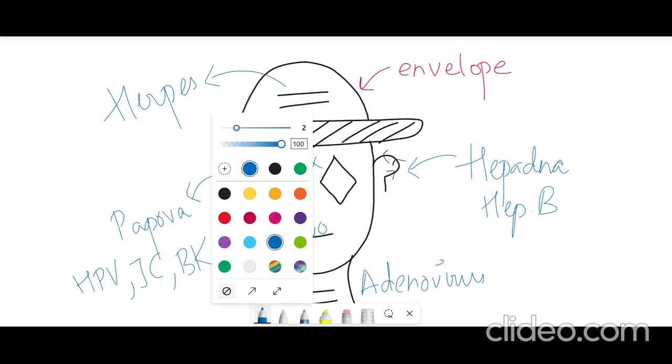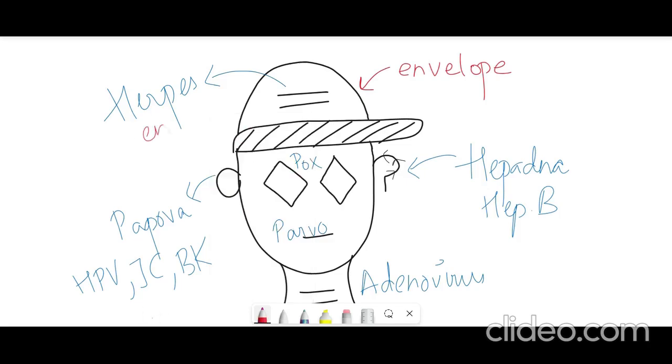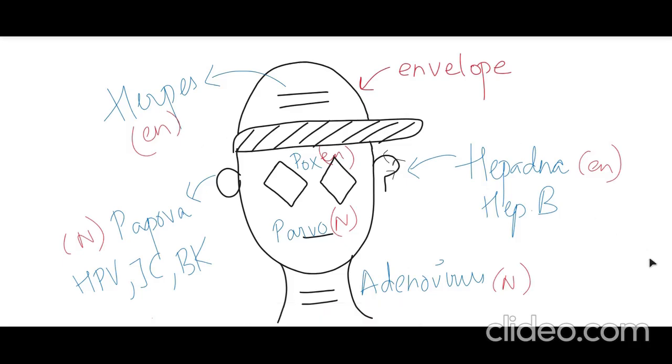Now let's talk about which one is enveloped and which is non-enveloped. That can answer half of your questions. Herpes is enveloped, hepadna is enveloped, pox is enveloped. These are the only three that are enveloped. Parvo is going to be naked, adenovirus is going to be naked, and papovavirus is going to be naked. And that's the overview of DNA viruses using this simple diagram. I hope this breakdown made this topic much clearer.